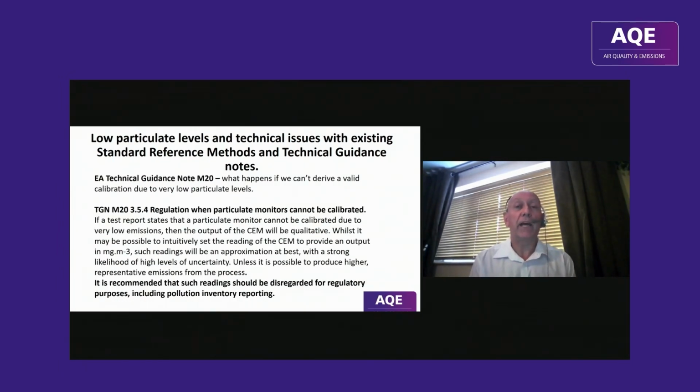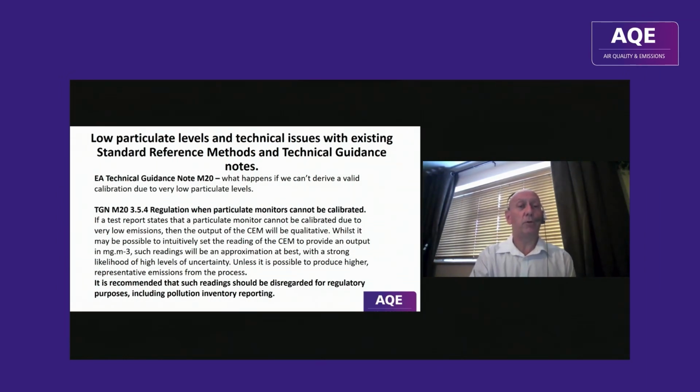So what happens if we can't drive a valid calibration due to very low particulate levels? EA Technical Guidance Note M20 does have a clause, 3.5.4, regarding when a particulate monitor cannot be calibrated. It states that if a test report states that a particulate monitor cannot be calibrated due to very low emissions, then the output of the SEM will be qualitative.